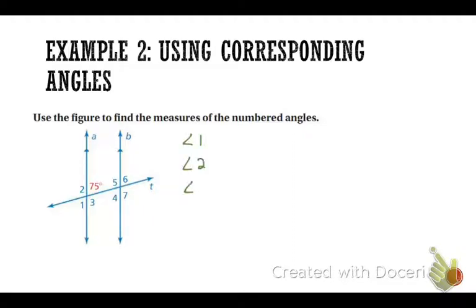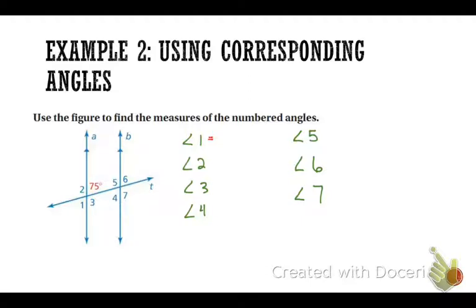Angle 1. Oh, and another thing, you can do these in any order. However, you need to know the angle measurement. For example, I'm not going to say angle 1 is this measurement because it corresponds with 4. Well, I don't even know the measure of angle 4 yet. So even though that's true, it's kind of out of order.